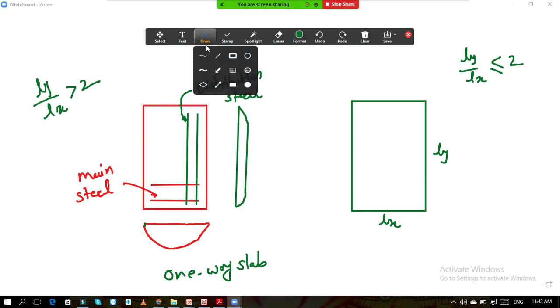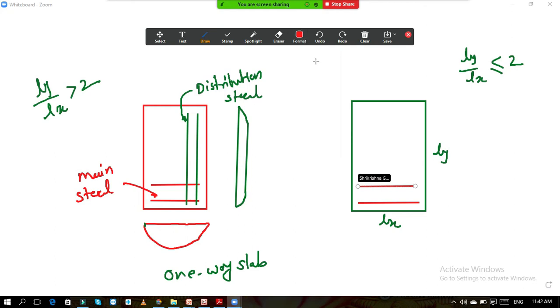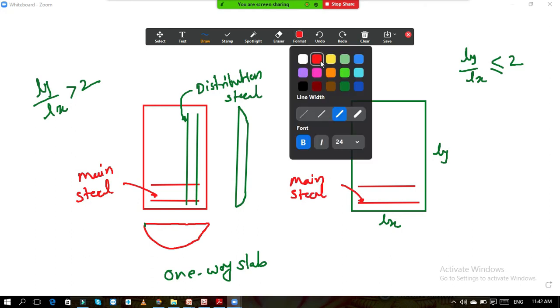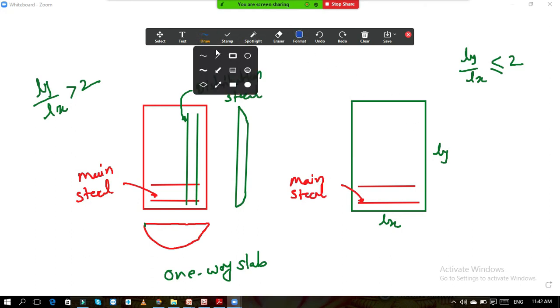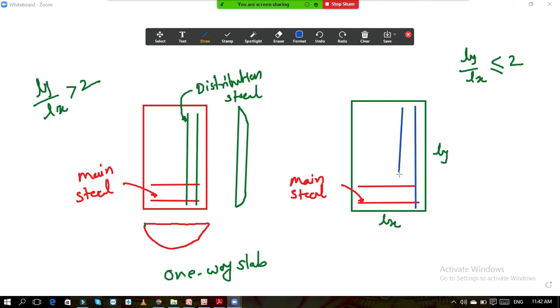So in the two-way slab, from the name it is clear to you that our main steel is provided in both directions. Here also you are designing the steel that is needed. So here is the main steel you are going to provide, main steel in X direction. And along the Y direction also you are going to provide the main steel parallel to the Y direction. So this is also your main steel.